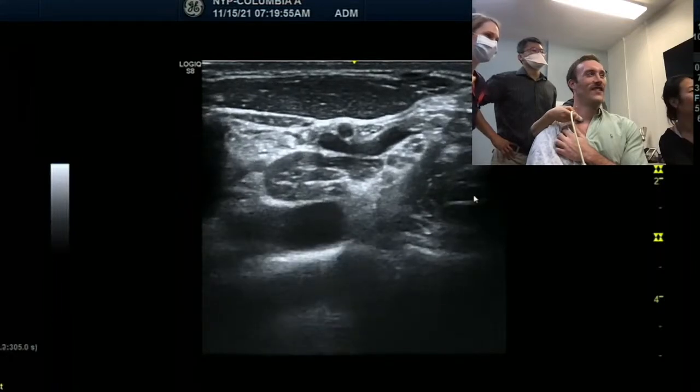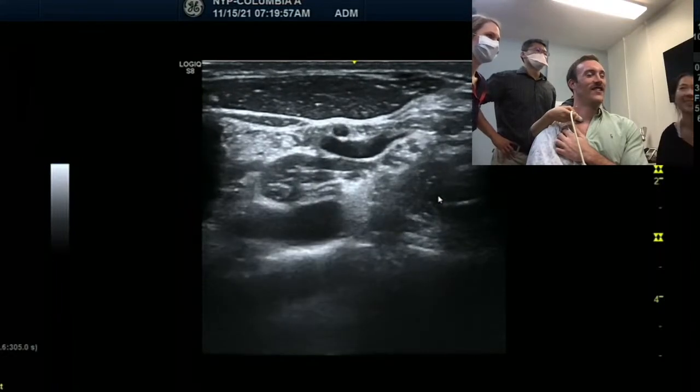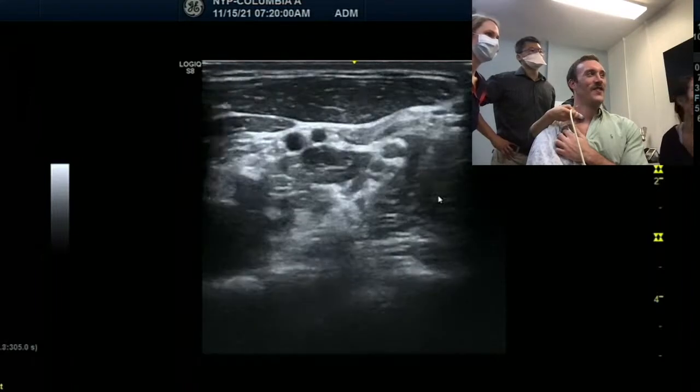More inferior lateral. We are almost at the trunk level, right? Yeah, you can see it? Picture.